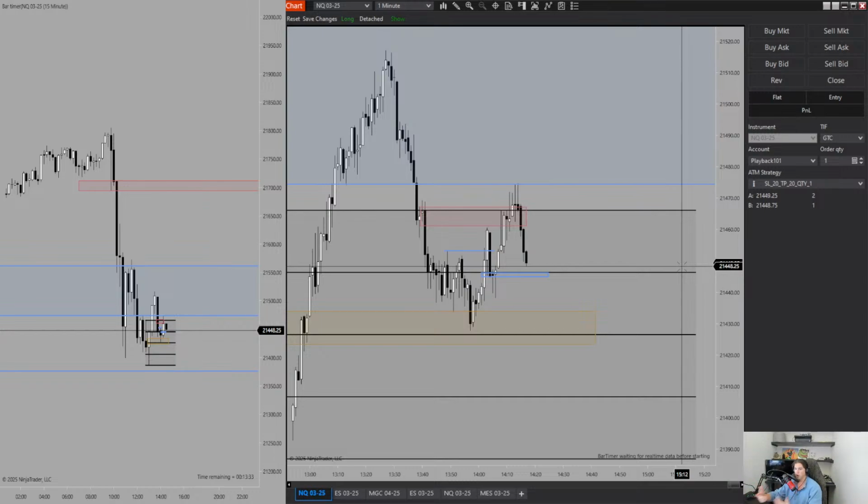This is a leveraged contract, so the point value is a lot higher, and it's all based off of notional value. If you want to learn more about that, look up notional value to understand what your purchasing power is in regards to these contracts, these instruments.